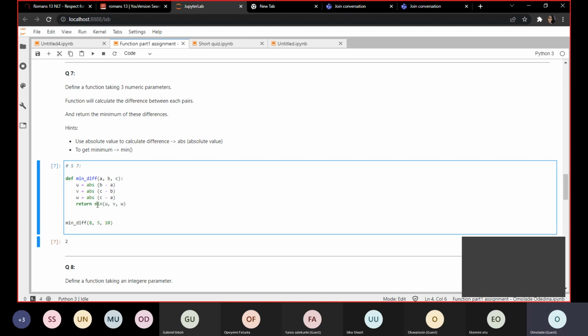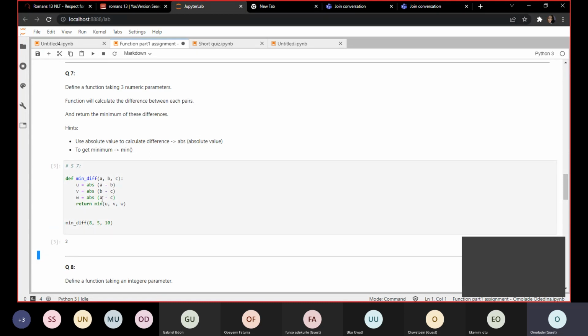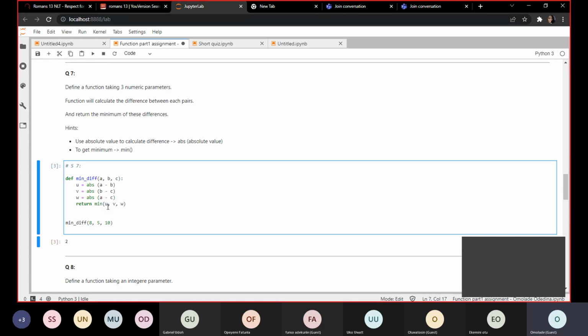We now return the minimum of u, v, and w to get our function. Now, let me show you. If I do a minus b, and here I do b minus c, and here I do a minus c, because I've put the absolute value, the ABS function, here, it's still going to give me 2. As you can see, it's still going to give me 2 as my answer.